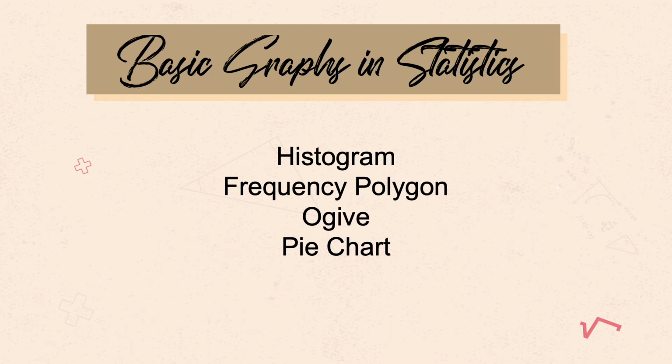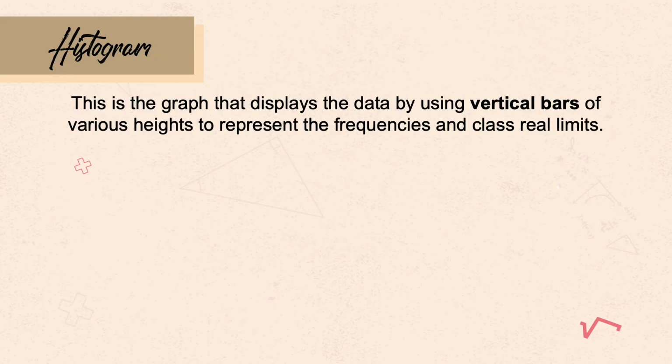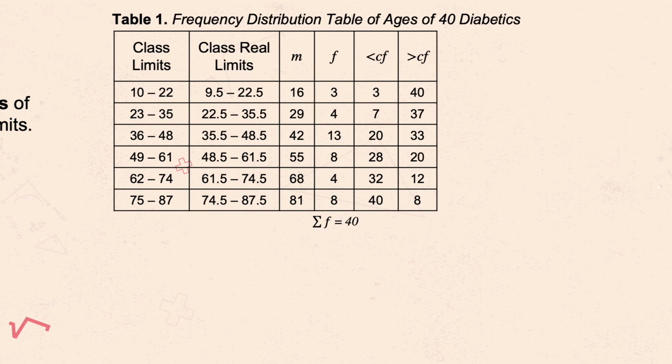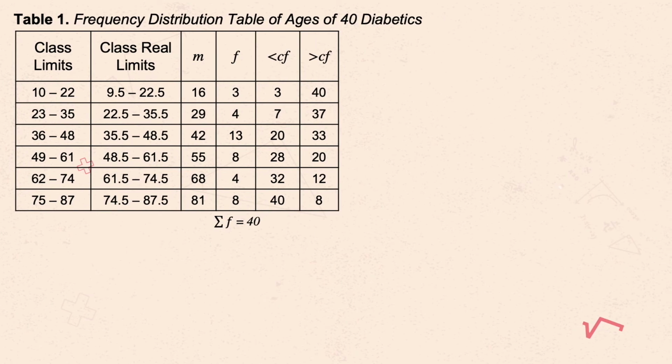To start with, we have histogram. This is the graph that displays the data by using vertical bars of various heights to represent the frequencies and class real limits. There are also histograms that use horizontal bars, but the most commonly used is vertical bars. In the discussion, we'll use histogram to represent frequency and class real limits. Let's use the data of the previous frequency table of 40 diabetics and construct its histogram.